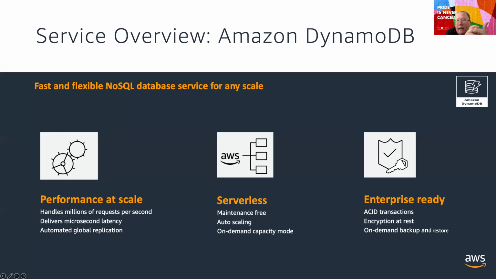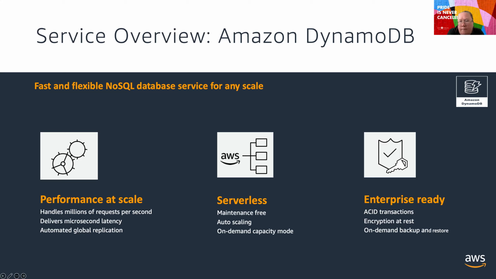It does have global replication, but keep in mind, so does Aurora. So you have the option to do global databases there. Serverless means that it's much more maintenance-free, so you don't have an infrastructure that you have to handle yourself. It allows you to do auto-scaling, and on-demand capacity mode allows scaling based on your performance requirements without having to do pre-provisioning. And of course, things like encryption at rest or on-demand backup and restore, but those are on both sides, relational and non-relational.